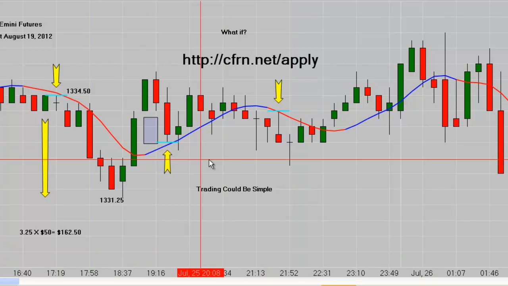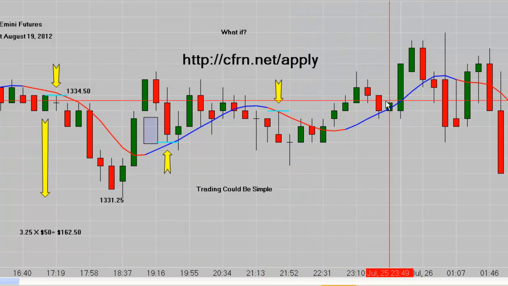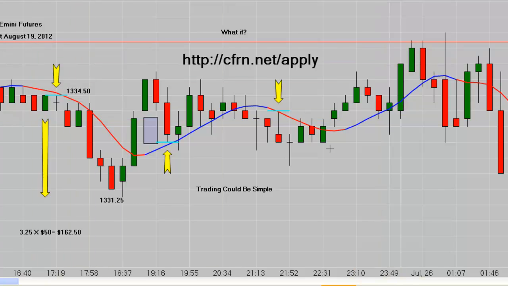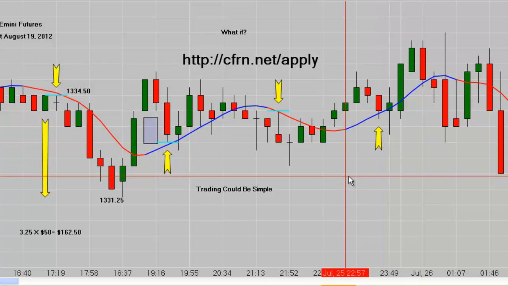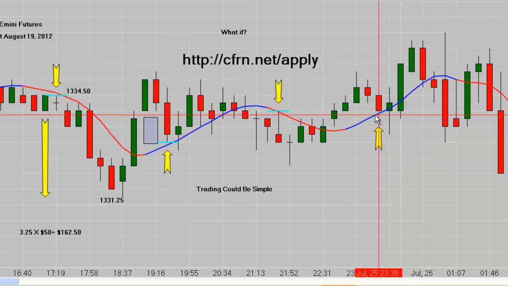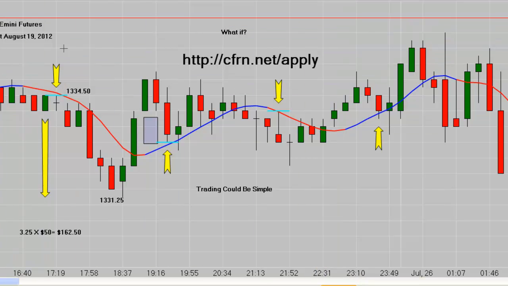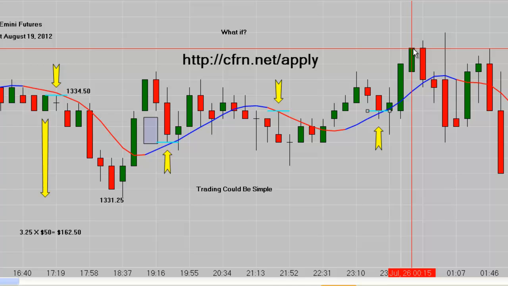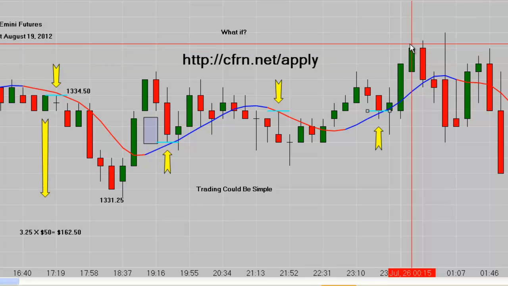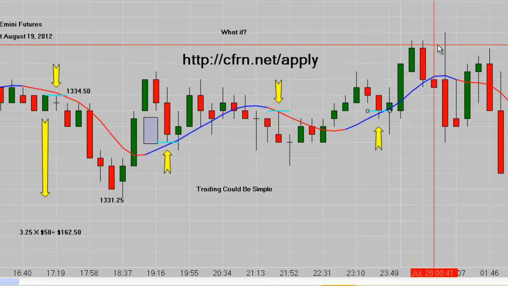All right. The next valid entry will be to go long. Right here. That price is 1333.92. You have to round that up to 1334 because you can't buy 0.92. So there's the entry at 34, and it runs up to a high of 36 1/4. Okay.